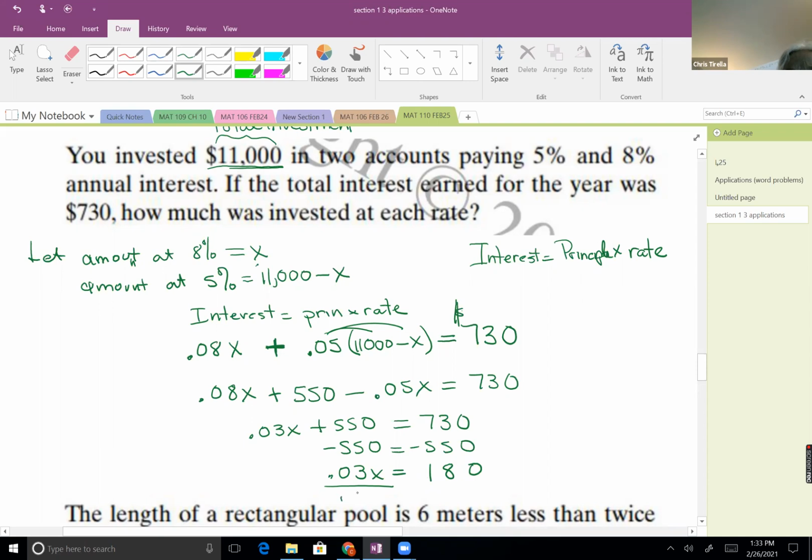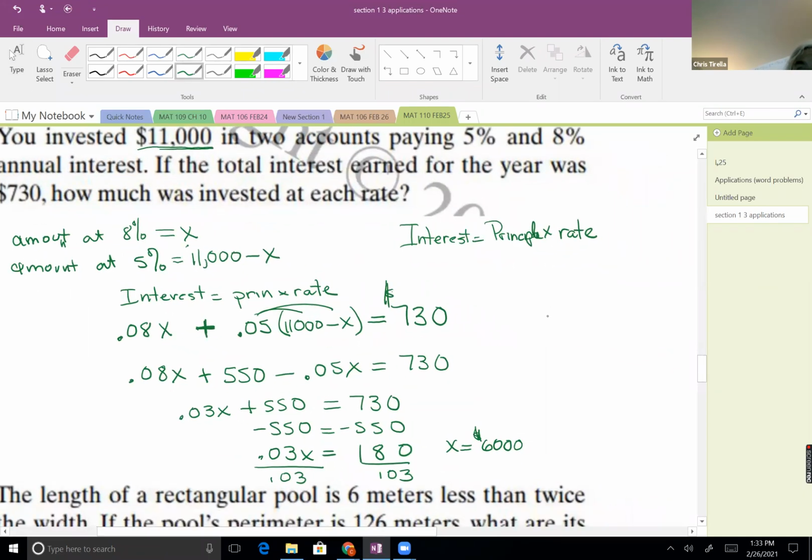And so dividing by 0.03, I would get that x is 6,000. And I'm doubting my division. Yep.